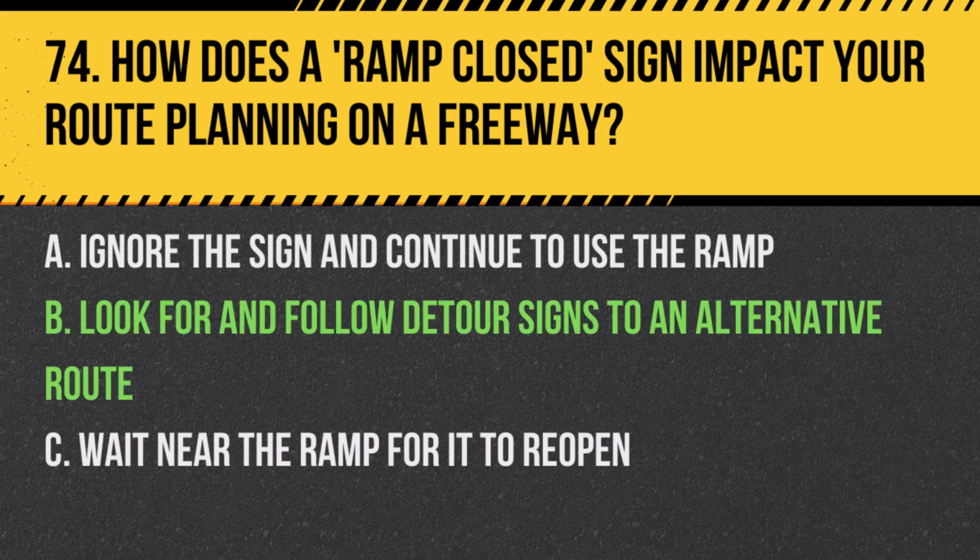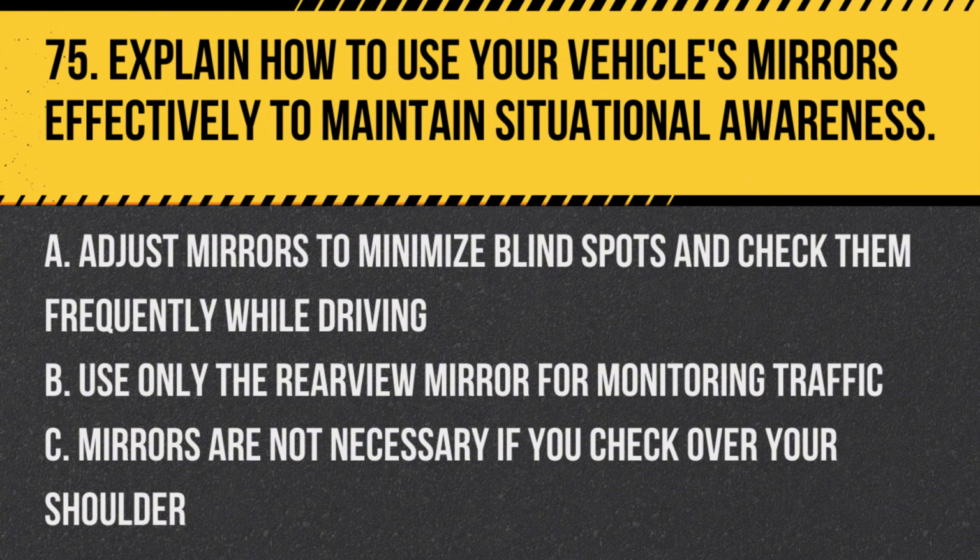Answer. B. Look for and follow detour signs to an alternative route. A ramp closed sign means you'll need to find an alternate path to your destination. Question 75. Explain how to use your vehicle's mirrors effectively to maintain situational awareness.